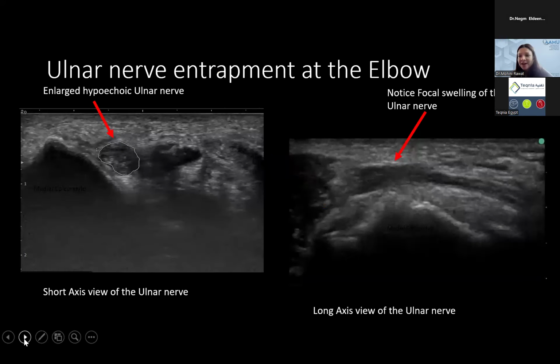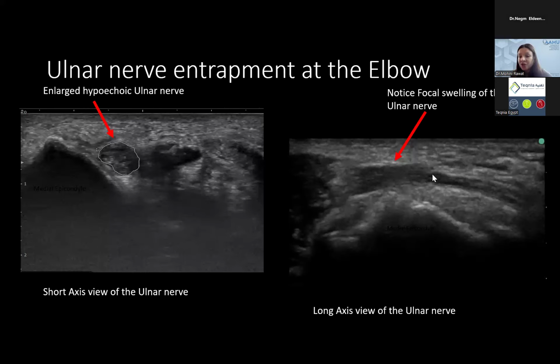Now let's look at a couple examples of ulnar nerve. We talked a lot about median nerve. So the same principles or findings apply in the ulnar nerve at the medial elbow. In short axis, this is the medial epicondyle, and that's the ulnar nerve, which is big and enlarged. When we go long axis, we see this is the ulnar nerve. You can see this is thicker or more swollen proximally. This is the site of compression, which coincides with the arcuate ligament where the nerve enters the cubital tunnel. So that's the constriction site.